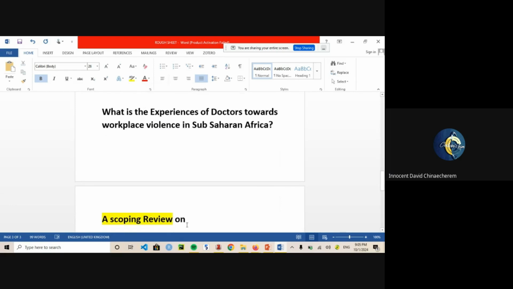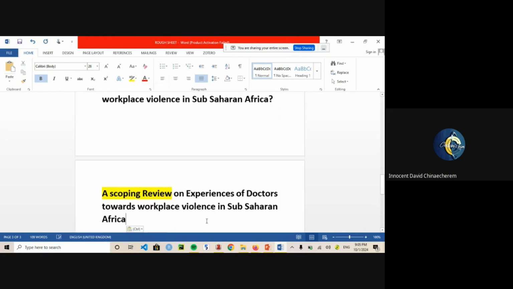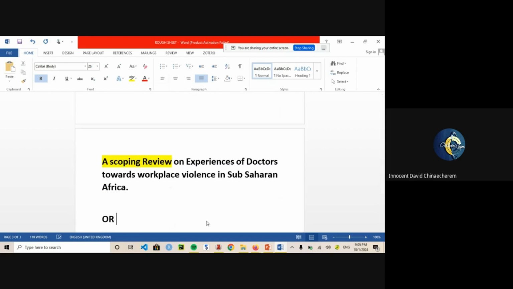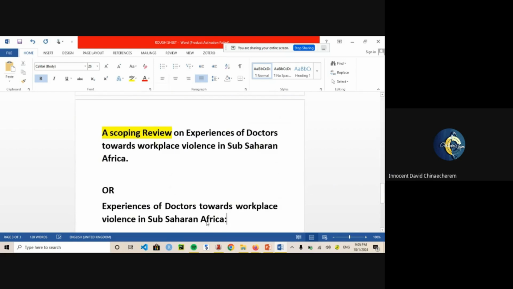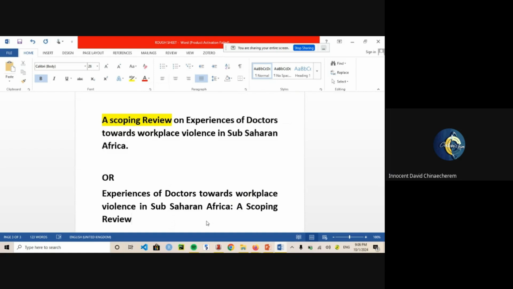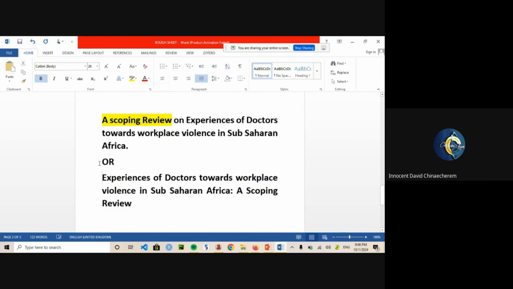So this is what I mean by that. The scoping review on experiences of, right? Or experiences of the same as a suffix. So that is it. So that way you are getting started. Remember that it is very, very paramount for you to use a clear model in formulating your research question, regardless of your research.